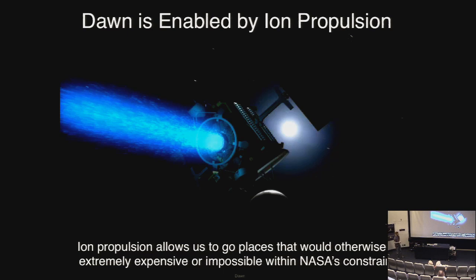So, Dawn works by this ion propulsion system, which is using very small amounts of fuel, xenon ions in this case, that are accelerated to very high speed as they leave the spacecraft. So Dawn can go from 0 to 60 in several days.